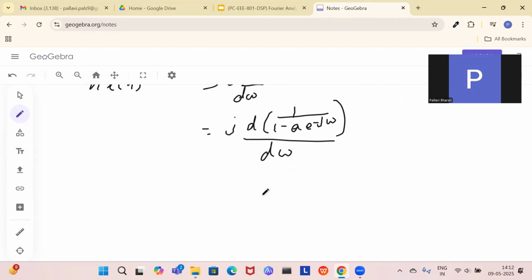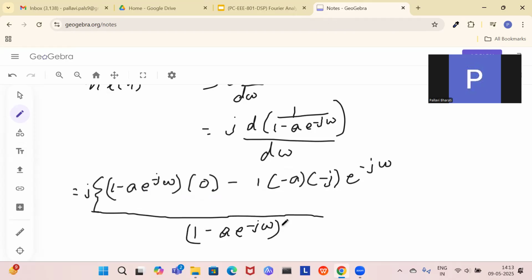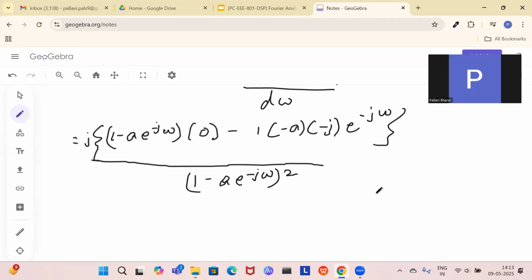So what will be the differentiation? Let's do it. This is j, take it out. 1 by (1 minus a e to the power of minus jω), the numerator is constant so it is multiplied with 0 minus 1, and the differentiation of the denominator part is minus j a e to the power of minus jω. The whole thing is divided by (1 minus a e to the power of minus jω) whole square, just by the division rule. So this part here is going to be 0.